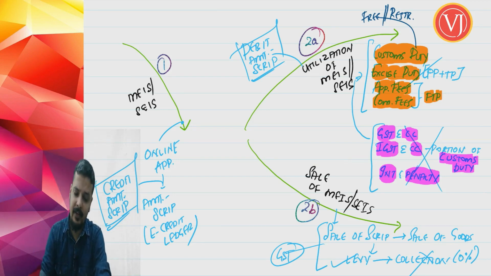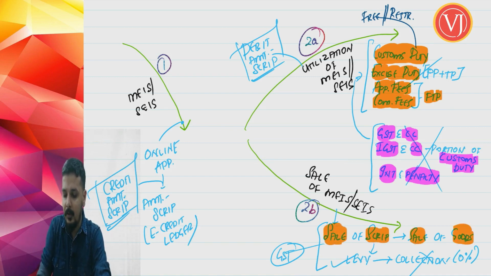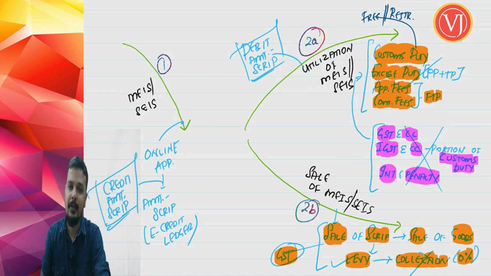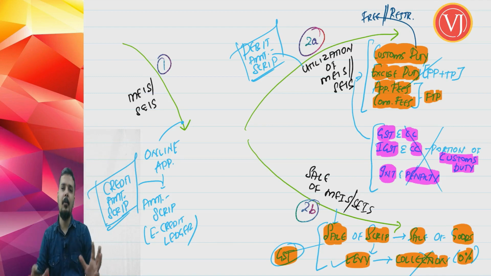So can you sell the scrip? Yes. Sale of scrip is equal to sale of goods. So it will attract GST, levy is there, but there is no collection because the GST rate is 0%. Friends, this is all about the common points when you talk about your MEIS scrip and SEIS scrip. Friends, this would clearly explain how scrip works.